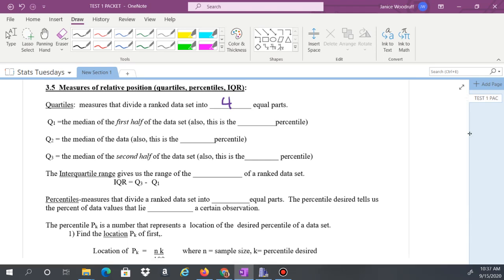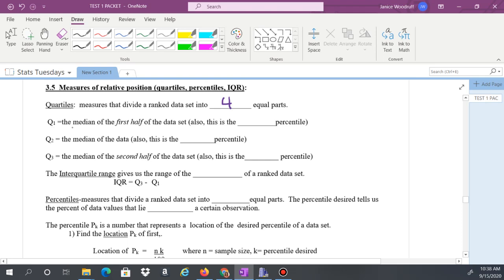Okay, so think about a quarter. You have 4 quarters for $1. You have 4 equal parts in a data set. Now, you're not going to have Q1 through 4, so there's actually 4 different quartiles, but we're going to only indicate Q1, Q2, and Q3. So here's what we're going to do, and this is based off of the medians.